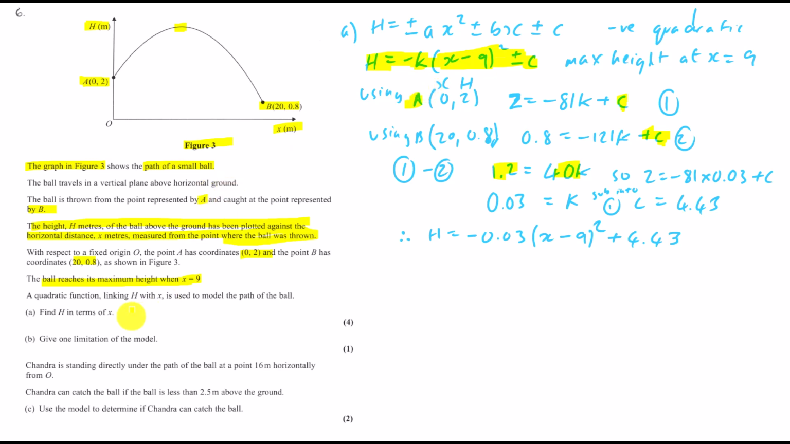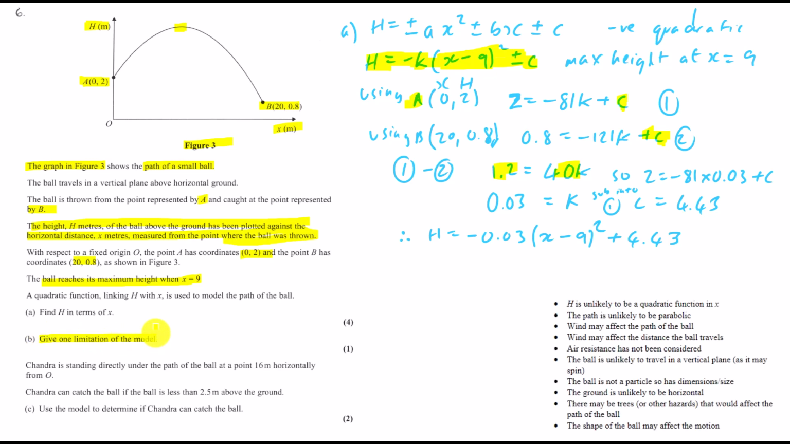Now, what's the next term? Give a limitation, one limitation of the model. There's lots of different limitations. Any of these would get you a mark. I like to just use air resistance, not factored into model. That's fine. That's your 1 mark. And you can get that without knowing any of part A or C.